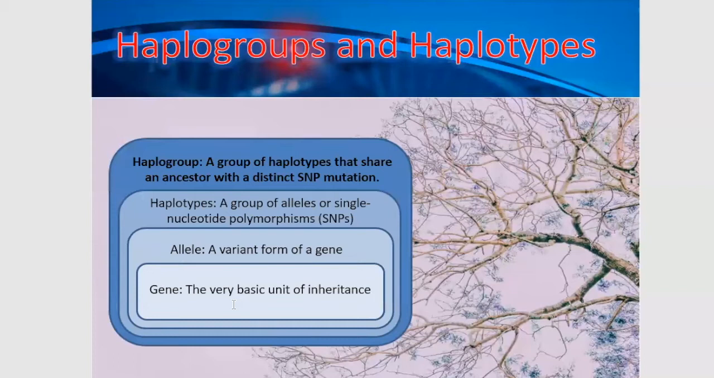Haplogroups and haplotypes. We're moving right along into this section. A group of haplotypes that share an ancestor with a distinct single nucleotide polymorphism, that's that mutated rung on the DNA ladder, is a haplogroup. Haplotypes are smaller and more distinctive groups sharing alleles or SNPs within their group.